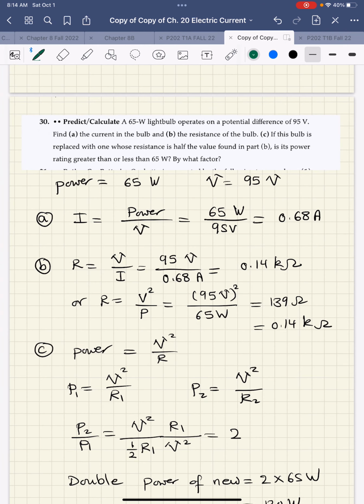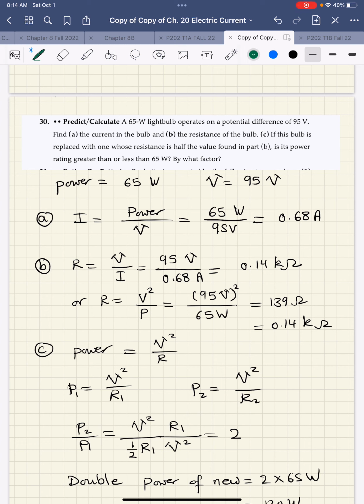This is going to be the last video for this topic. Here, a 65-watt light bulb operates on a potential difference of 95 volts. Find the current in the bulb and the resistance of the bulb.